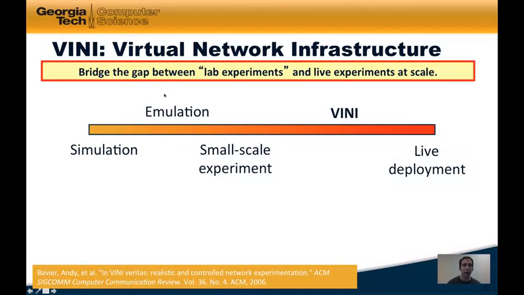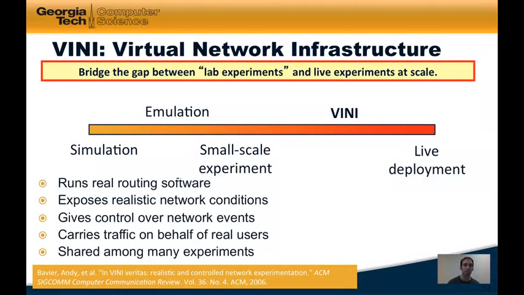The idea here was that on one hand, we had controlled repeatable lab experiments that were potentially not so realistic, and on the other hand, we had live deployments which were very realistic, could scale up, run real traffic, but not necessarily be repeatable. And the idea here was that we could use network virtualization to bridge the gap between repeatability and realism. So VINI runs real routing software, exposes realistic network conditions to the applications running on it. It gives control to the experimenter over different network events, such as failures. It can carry traffic on behalf of real users. It can also be shared among many different experimenters.